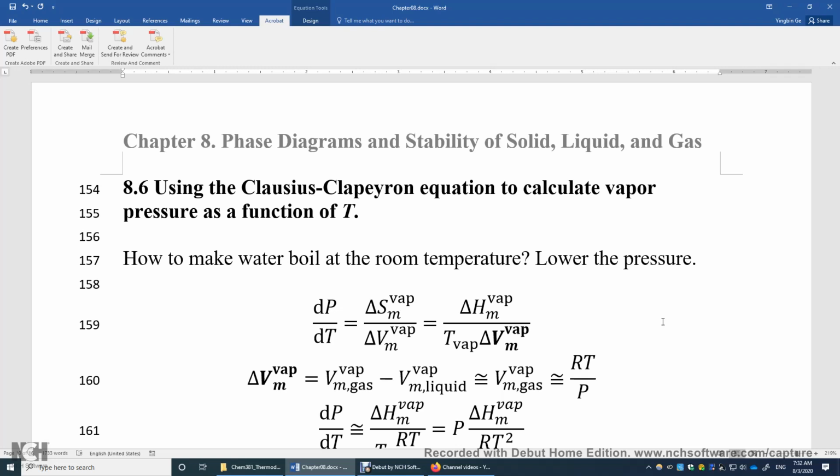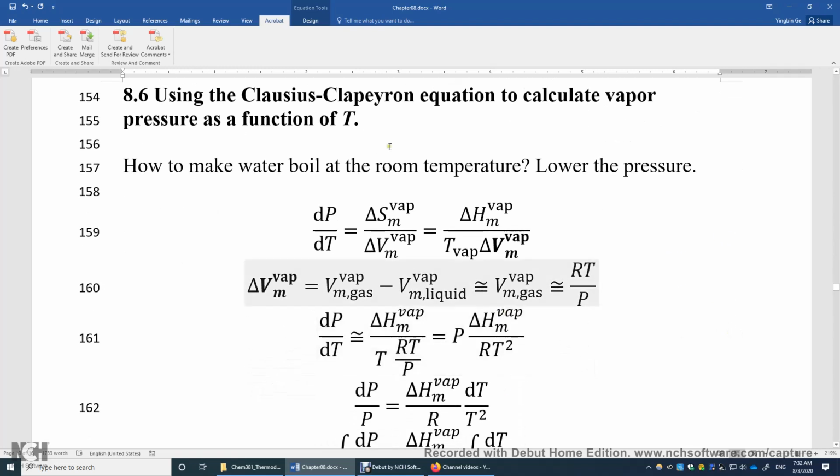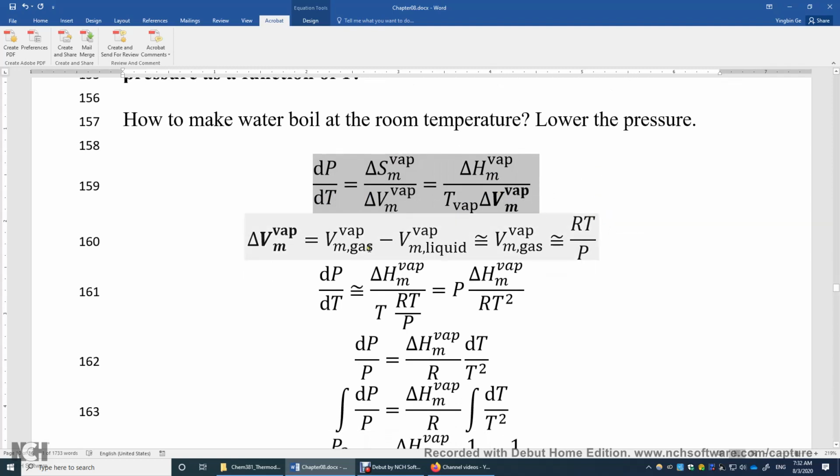We'll prove it. Again, dP over dT is delta S over delta V, and delta S is delta H over T, so we have this equation for the vaporization. Then we make approximations. The change of the molar volume is the molar volume of gas minus that of liquid. Approximately, it's just the molar volume of gas because the molar volume of liquid is negligible. And then we use the ideal gas law.